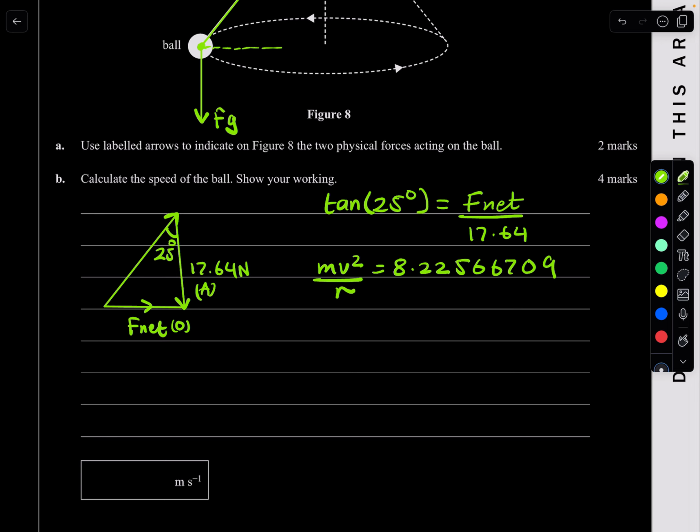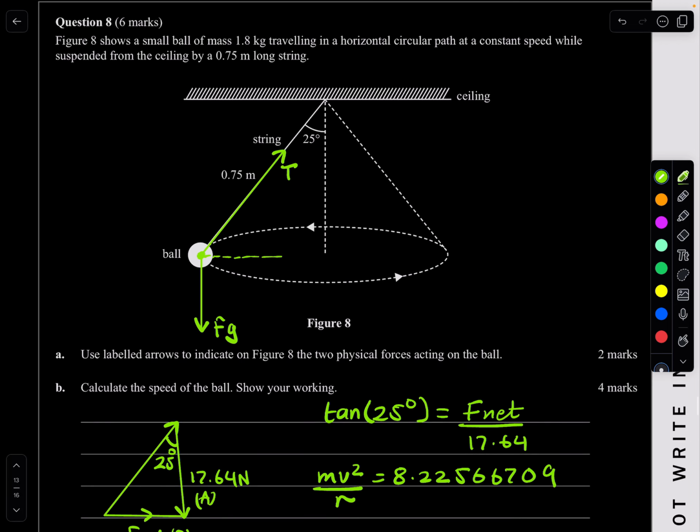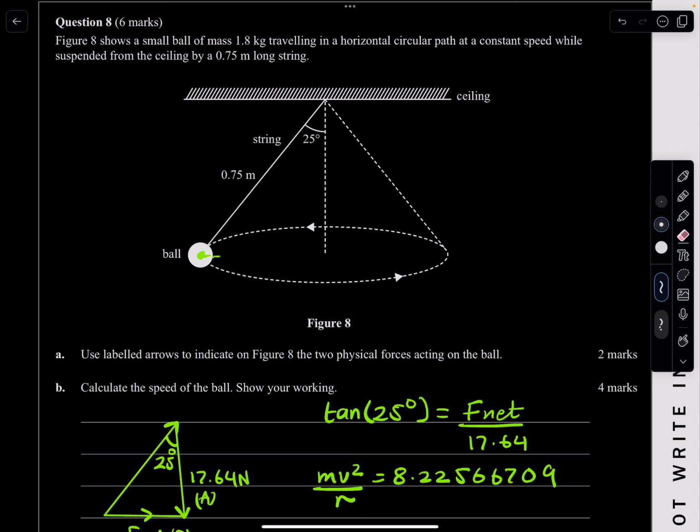We want the velocity. We do have the mass, but what about the radius? Don't get confused. This here is not your radius. Let me just rub that out. I mean, we've already done that question. So this here is not your radius. Your radius is the radius over here. Circular path, this radius. So we're going to have to draw another triangle. Like that, another triangle.